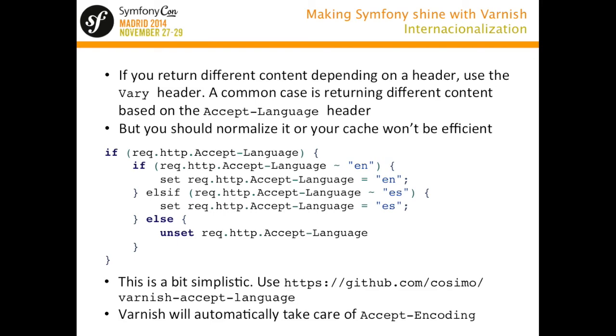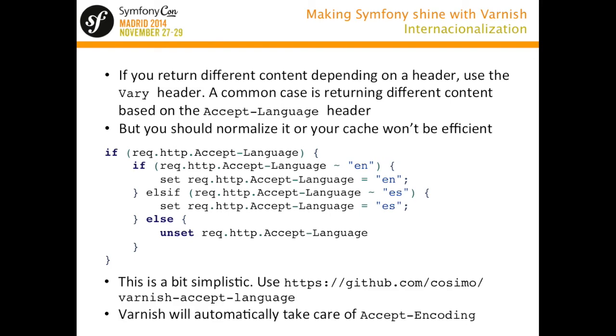You take the accept language header and you normalize it to just English or Spanish or nothing else. And if it's something different, I just unset it and let the backend handle it whatever way they want. This is a bit simplistic. There are better ways to do that. You can look at this GitHub routine which is much more complex. It studies all your accept language. But the final result is the same. You get a normalized accept language header, which you can use in your backend to return the content, and which Varnish is going to vary on.